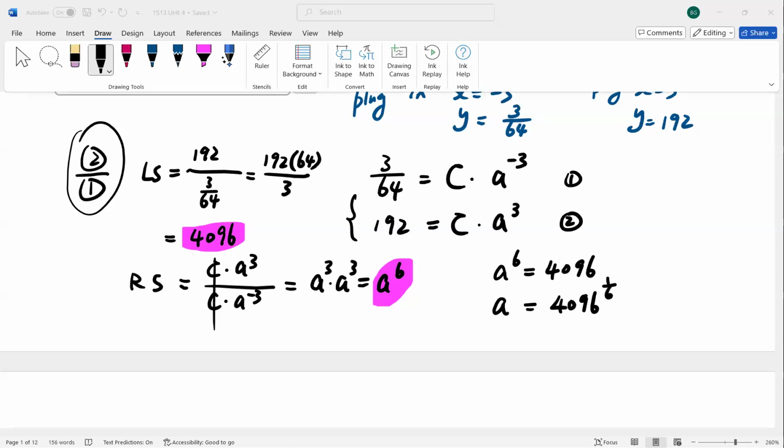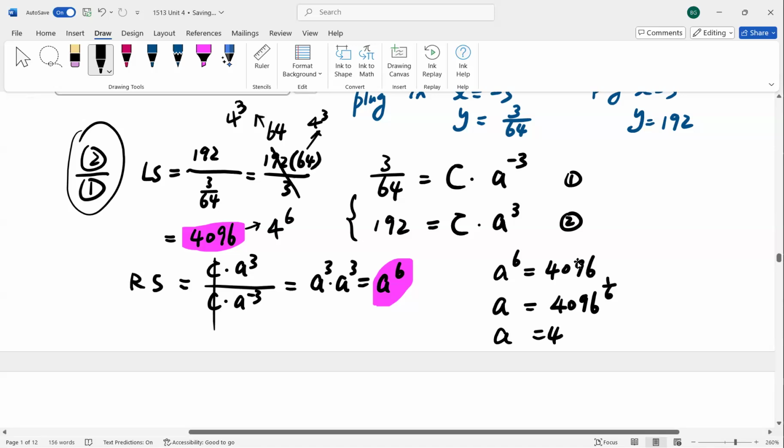4096 to the power 1 over 6, 1 divided by 6. And that gives me 4. Okay, yeah, that makes sense. Because remember earlier, this is 64. So 64 times 64, and 64 actually is 4 cubed. And this one also 4 cubed. So this number 4096 actually is 4 to the power 6. So a equals 4.